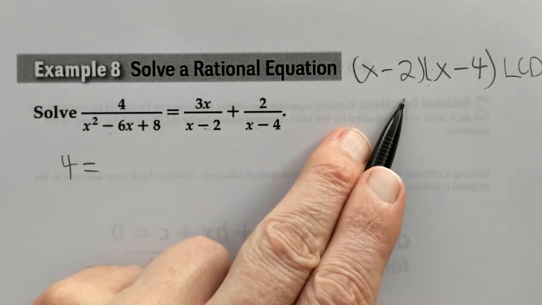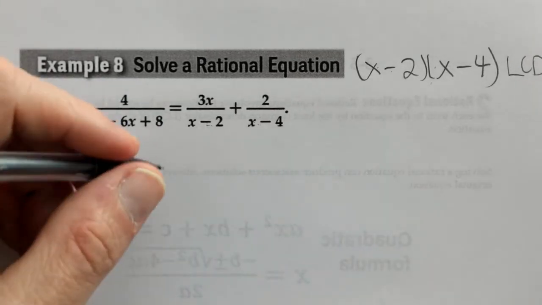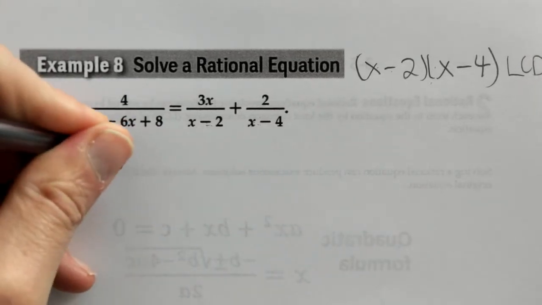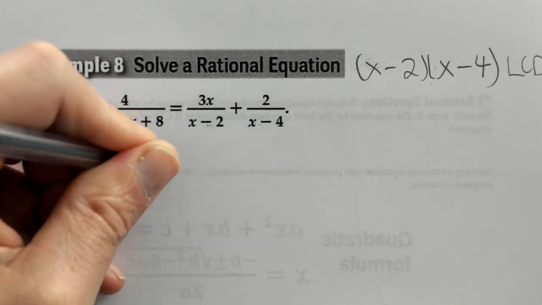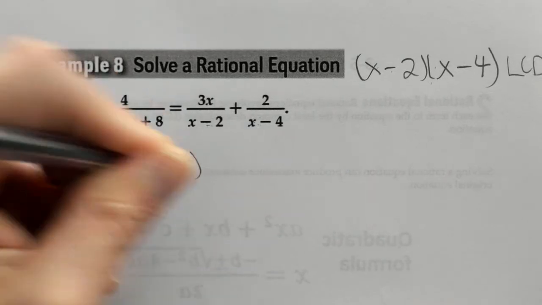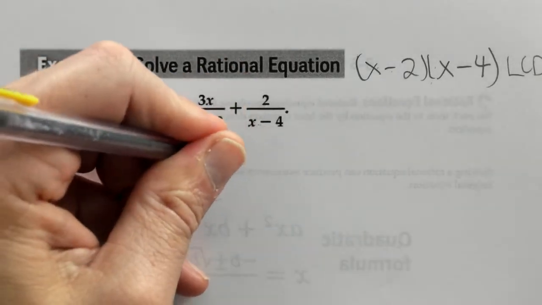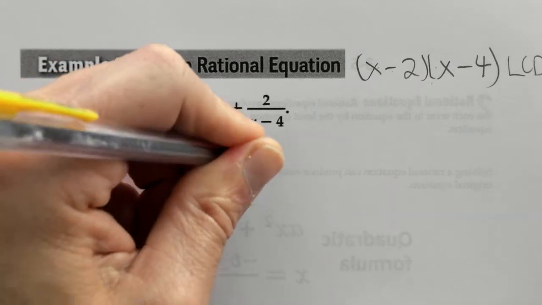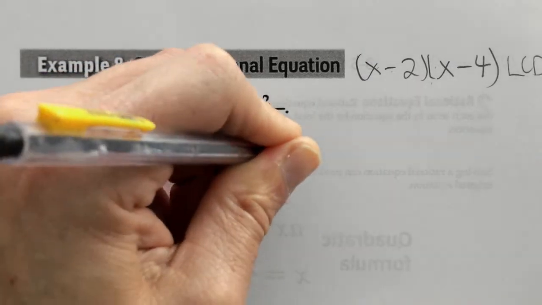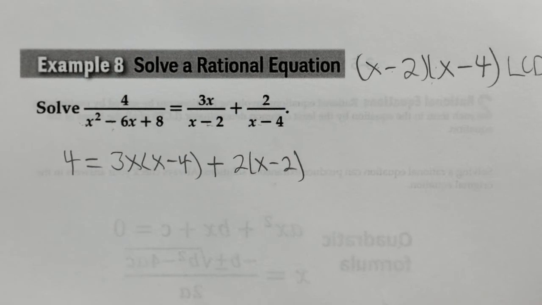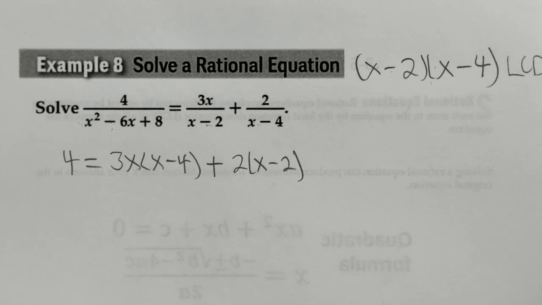All right, so which one cancels here? The x minus 2. And so this would be left with 3x times x minus 4. All right, and we've got a plus. X minus 4 would cancel here, and that would leave me with 2 times x minus 2. All right, so again, that goes through and cancels out all of my fractions, multiplying through by the least common denominator, which makes the equation much easier to solve.